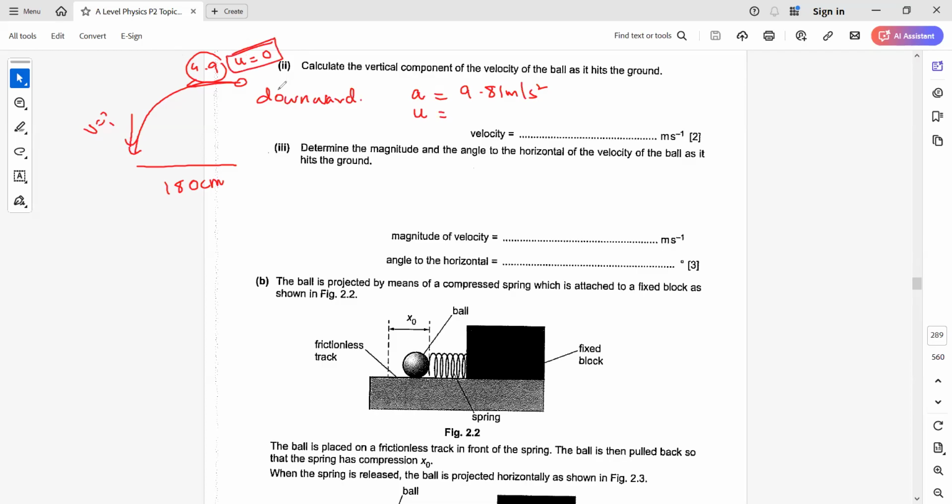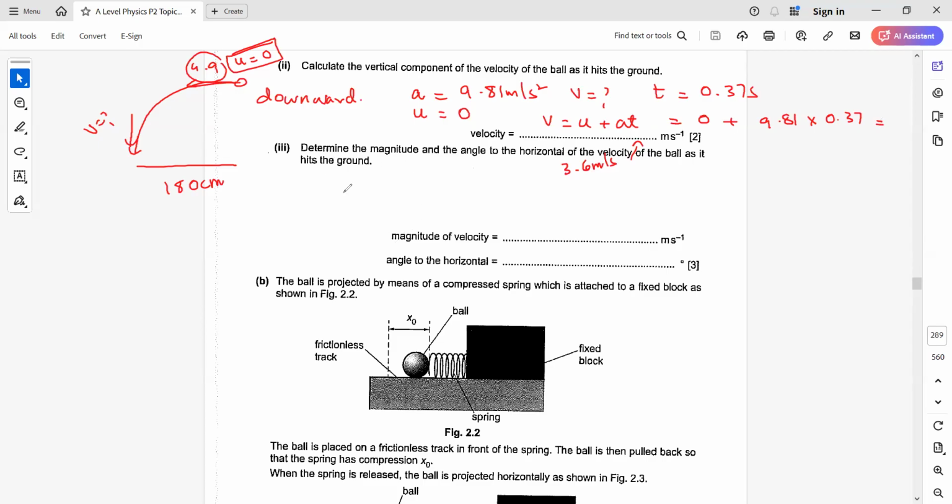Right now we are only considering the vertical part of the motion. So that's 0 and it goes all the way down. So V is unknown and we have time. We just calculated time and that was around, I think, 0.37 seconds. So we can use V equals U plus at. U is 0, a is 9.81, and t is 0.37 seconds. So 9.81 times 0.37 seconds, we have 3.6 meters per second.